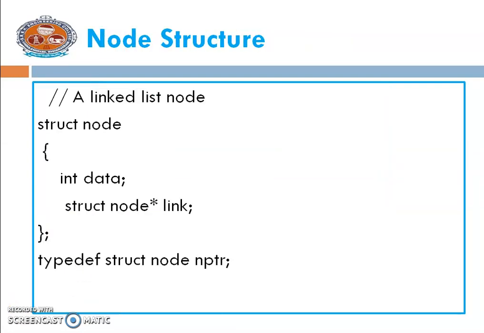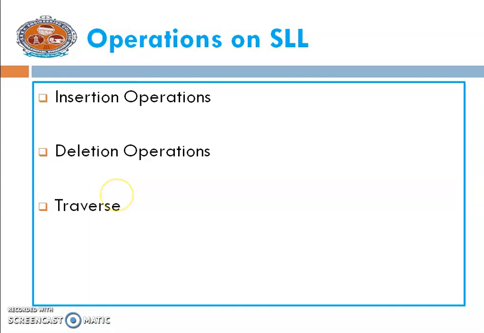In C, we represent a node using a structure. Here is the structure of a node used in a single linked list. Struct node. It consists of two parts. Data part is of integer type. Link is a pointer variable of type struct node because it has to store the address of the next node in the sequence. Typedef defines a node pointer NPTR of data type struct node. The operations on single linked list are insertion operations, deletion operations, and traversing.